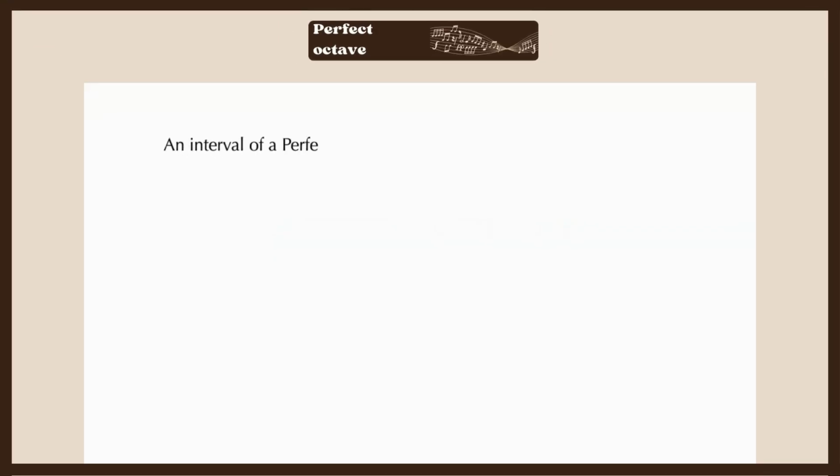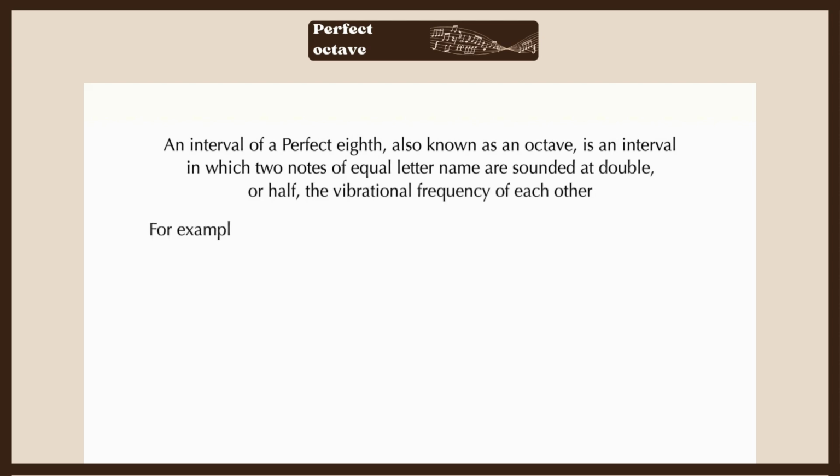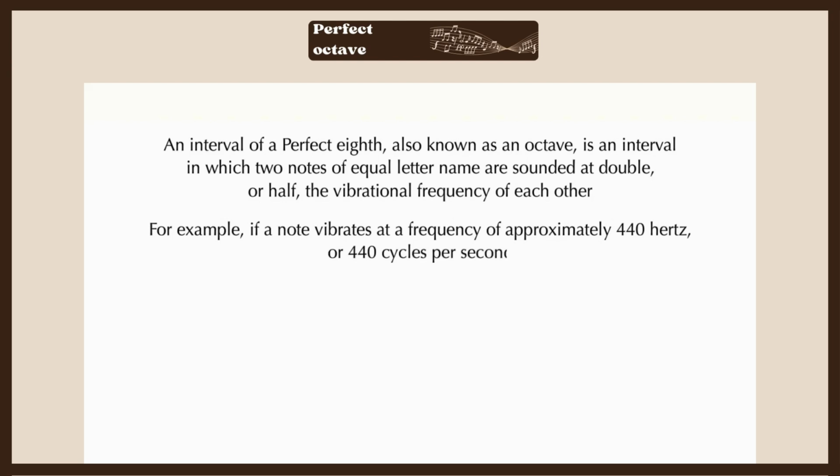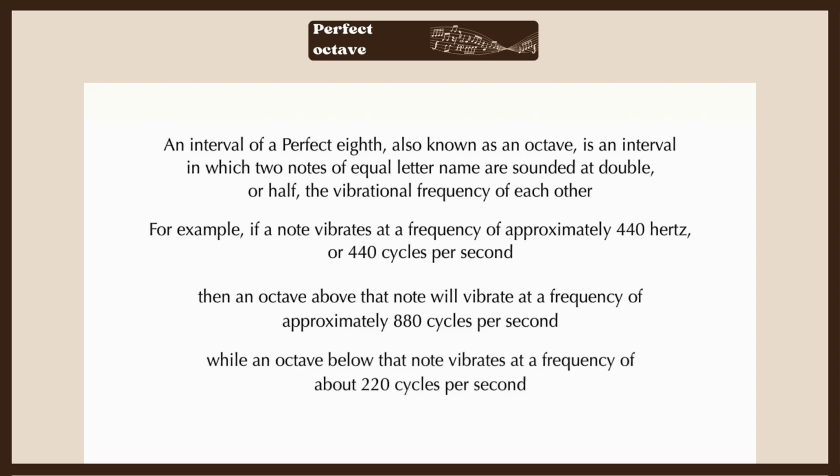An interval of a perfect eighth, also known as an octave, is an interval in which two notes of equal letter name are sounded at double, or half, the vibrational frequency of each other. For example, if a note vibrates at a frequency of approximately 440 Hz, or 440 cycles per second, then an octave above that note will vibrate at a frequency of approximately 880 cycles per second, while an octave below that note vibrates at a frequency of 220 cycles per second.